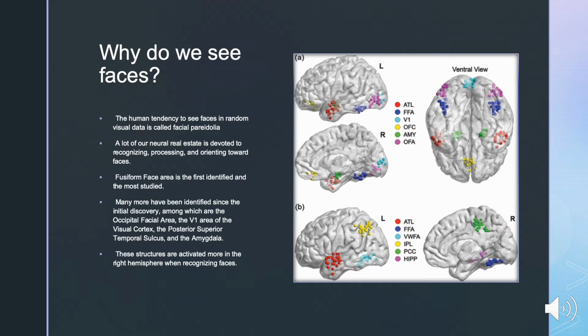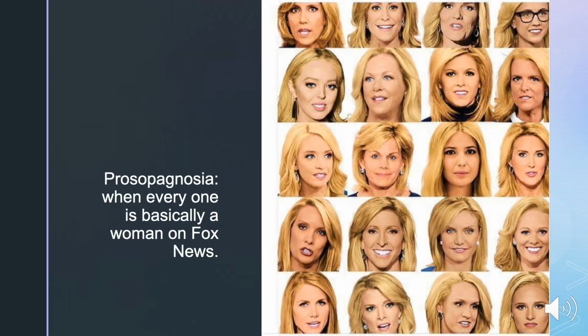The fusiform face area is the first identified and the most studied region of the brain that is involved in facial recognition. But many more have been discovered since that initial discovery, among which are the occipital facial area, the V1 area of the visual cortex, the posterior superior temporal sulcus, and the amygdala. These structures are activated more in the right hemisphere than the left hemisphere when recognizing faces, or even face-like objects.